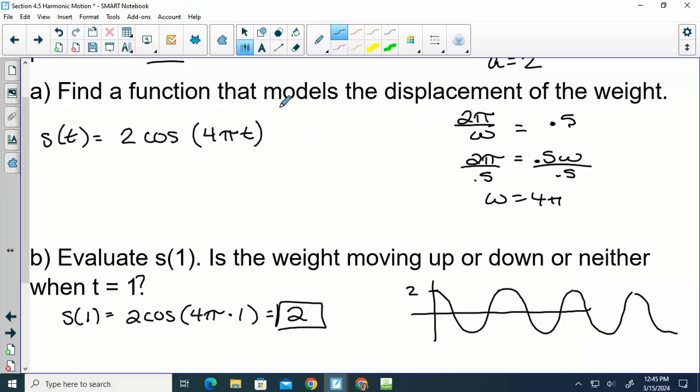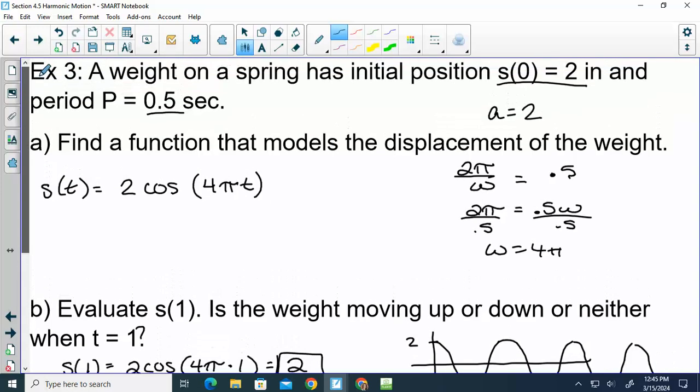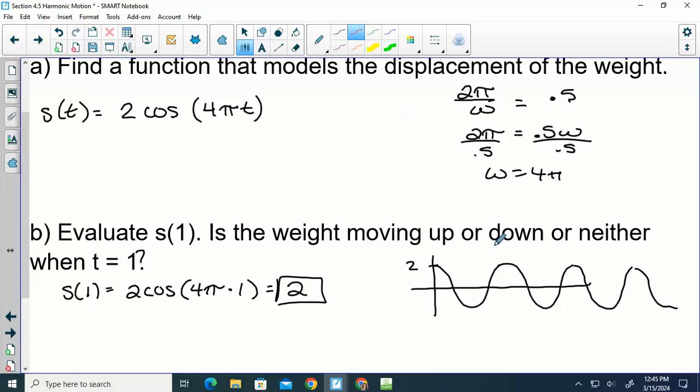So, what was my period? This was at time equals 0, and I get back up there at 0.5 seconds. So when's the next time we're back up here? 1. So it's neither. At 1 second, we are back to our starting point. It's been coming up and it's getting ready to go back down, but it's not currently doing either one.